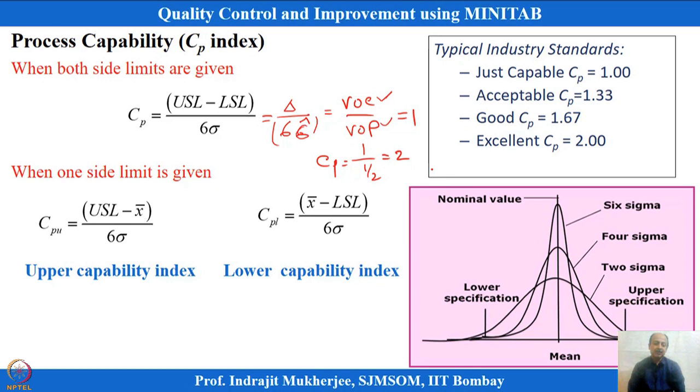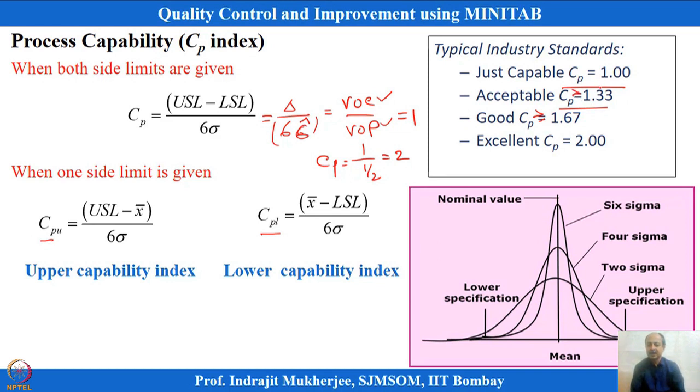Okay, so if you have one-sided scenarios, you can calculate CPU and CPL. Minitab does it automatically for you. Okay, so for a just capable process, we can think of CP equal to 1, the industry standard I am talking about. In some industries, CP should be 1.33 or more for the scenario to be acceptable, or somebody can say it should be greater than or equal to 1.67, which is the most favorable scenario over here.